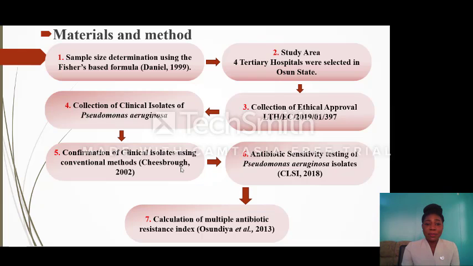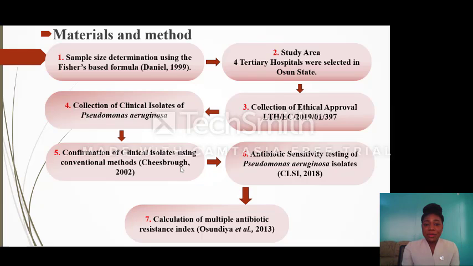The materials and methods employed in this study are: First, the determination of a sample size. The sample size was determined using the Fisher's-based formula as described by Daniel 1999. And secondly, the study area was selected. Four tertiary hospitals were selected in Osun State. These hospitals include Wesley Guild Hospital, Ilesha, Osun State; State Specialist Hospital, Asubiaro, Osun State; Lautech Teaching Hospital; and OAUTHC, Ile-Ife, Osun State. After which the ethical approval was sought and obtained from Lautech Teaching Hospital, Ogbomosho, Osun State.